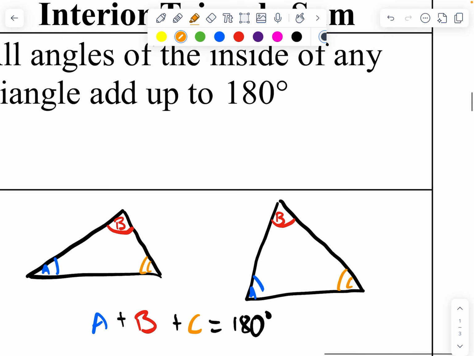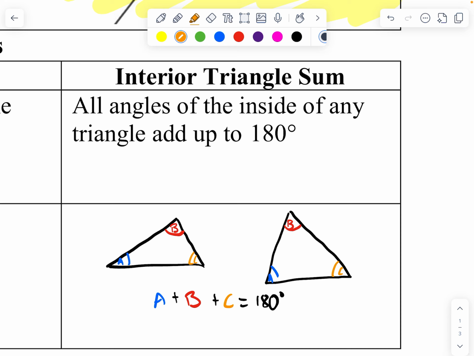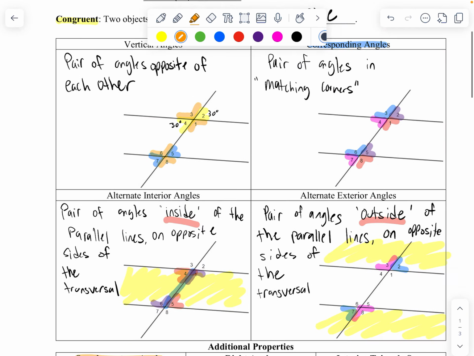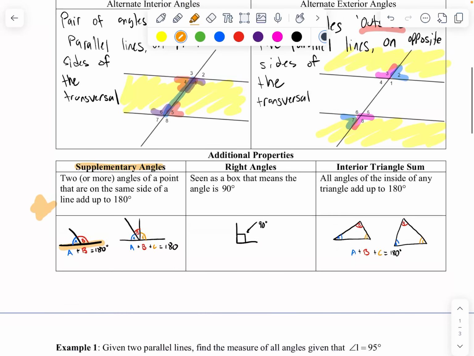Okay? And then the last but not least is your interior triangle angle sum theorem. A bit of a mouthful there. And that essentially says that all 3 angles in any triangle, regardless of its shape, will add up to 180 degrees. Okay, so that's all the vocab. All the vocab we're going to need for this, so let's actually get into it.